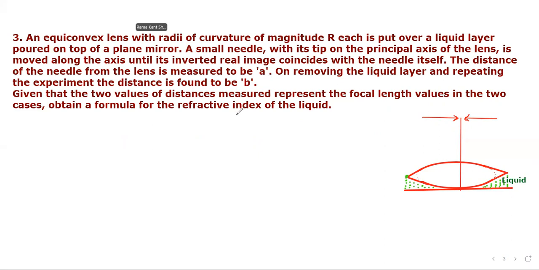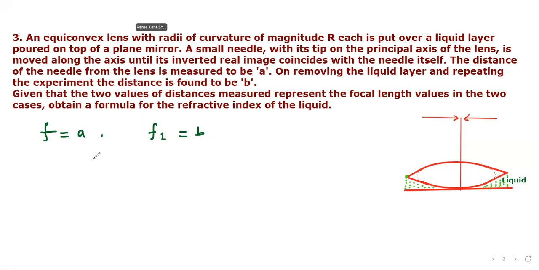So clearly, the equivalent focal length of equiconvex lens and water lens is F equal to A. And the focal length of the equiconvex lens, suppose it is F1, so that is B, because it is given that when liquid is there, the distance is A, and when liquid is removed, then the distance is B. So combined focal length will be A, and that of the lens itself will be B.